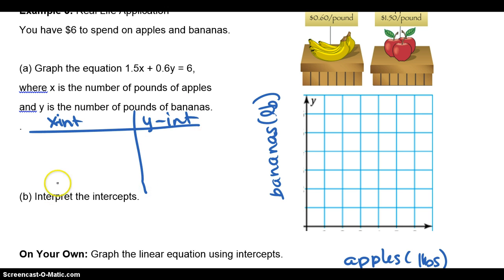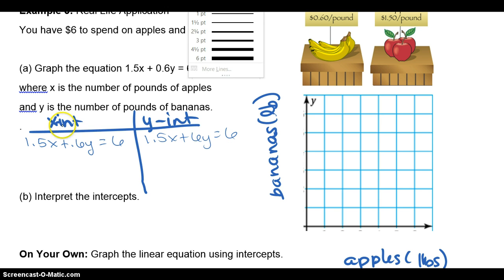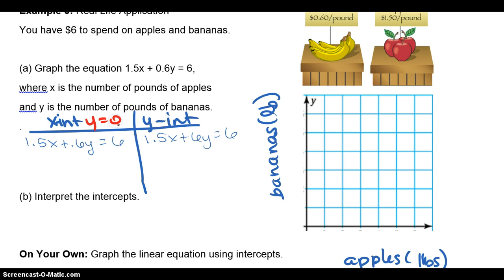We're going to do the same thing that we just did in the last equation. We're going to start with writing down the equation, 1.5x plus 0.6y equals 6. I'm going to do that on both sides. Okay, then go ahead and look at what happens in the x-intercept. We want to say y equals 0, and for the y-intercept, we're going to let x equal 0.